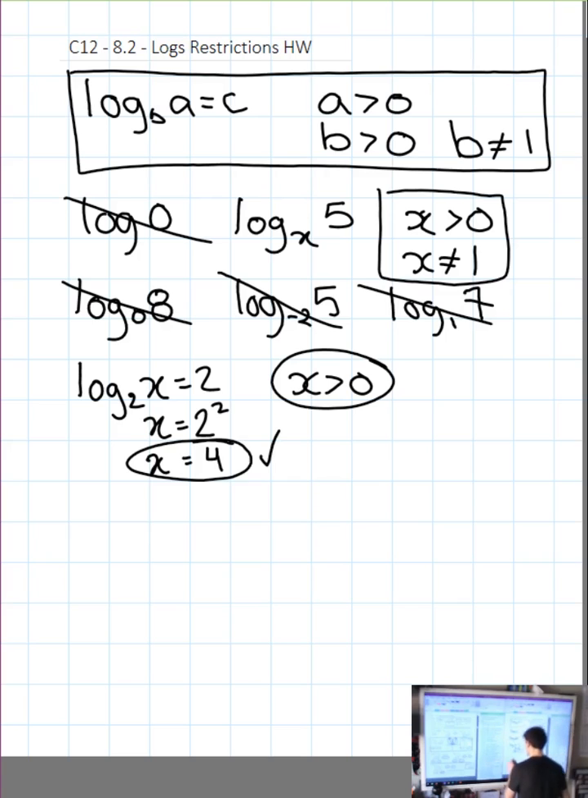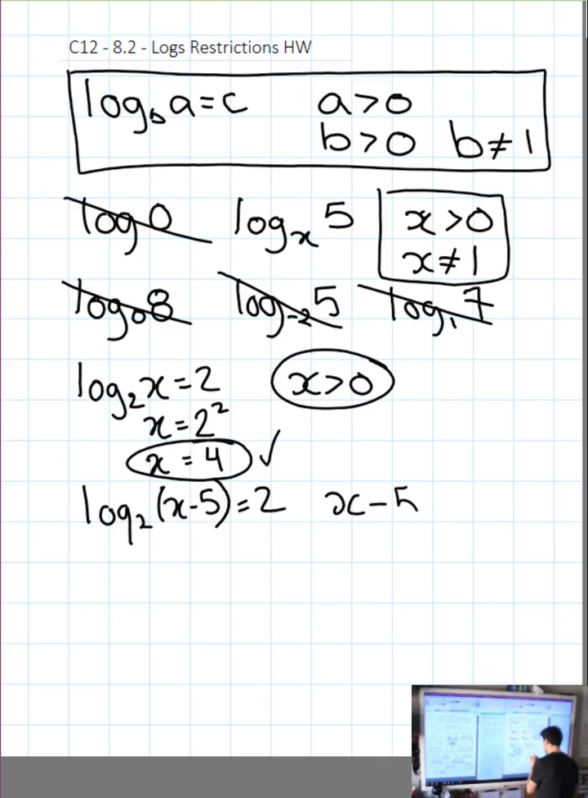Let's take a look at another example. Log base 2 of x minus 5 equals 2. Well, in the notes you can see solving the equation, all I'm going to do is the restriction. The log needs to be greater than 0. If I add 5 to both sides, x is greater than 5. So my answer must be greater than 5.